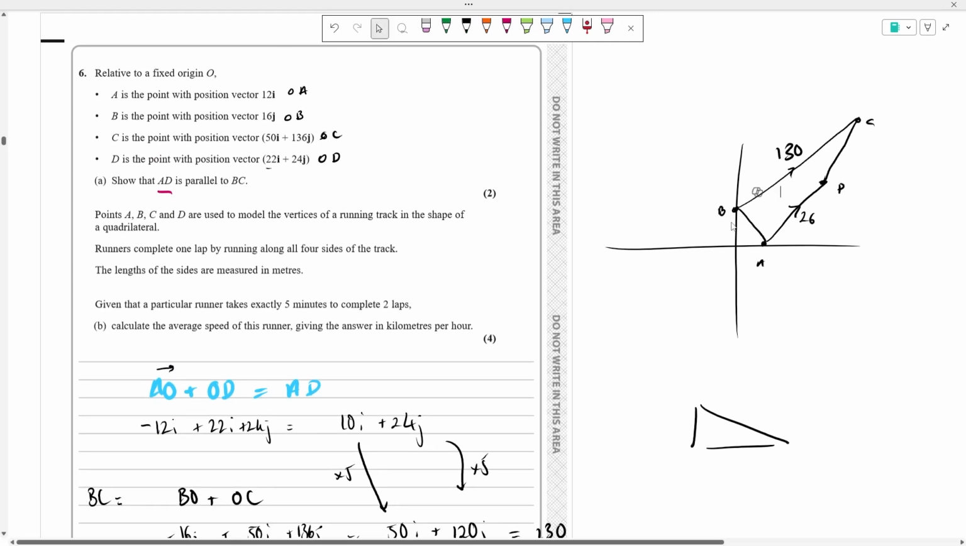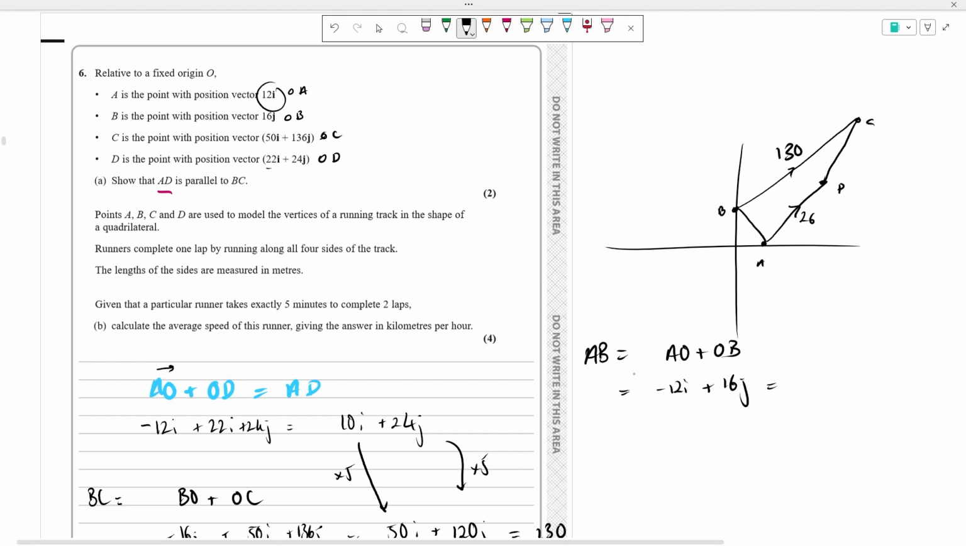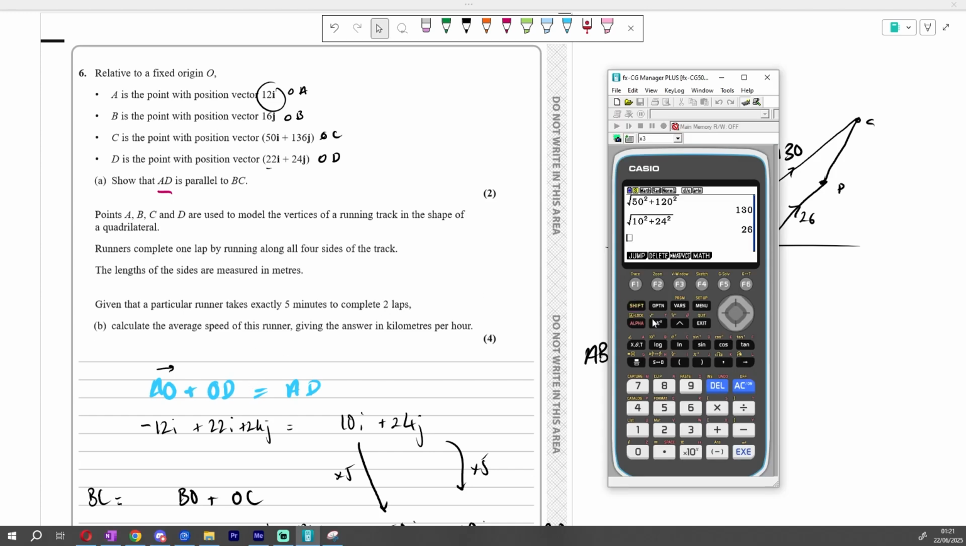Cool. What two lengths are we missing? Well, we're missing C to D and we're missing A to B. Let's go ahead and work that out. For A to B, it's going to be the same thing as A to O plus O to B, which is the same thing as, well, we're going to flip this around. That's going to be minus 12i plus 16j, and that's essentially it. And then we're just going to stick that into our calculator, work out the modulus of this.